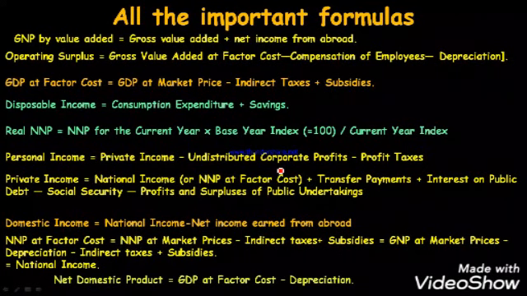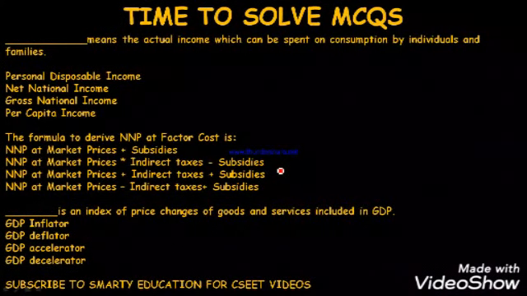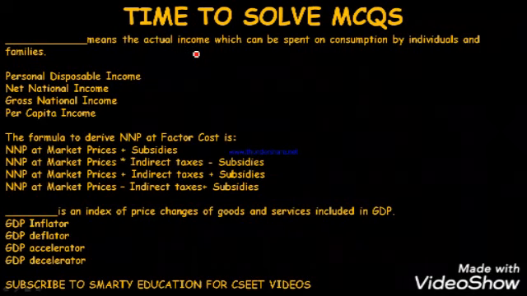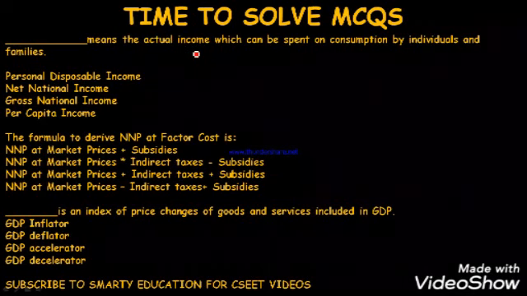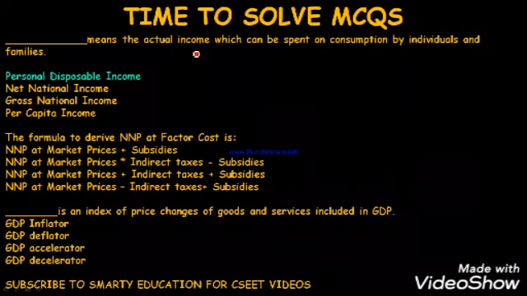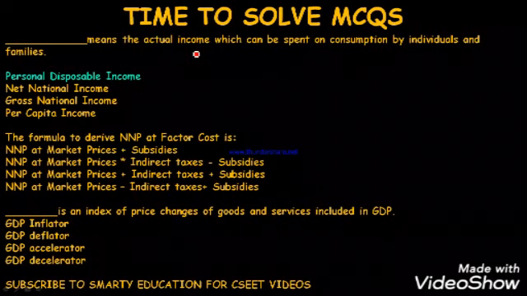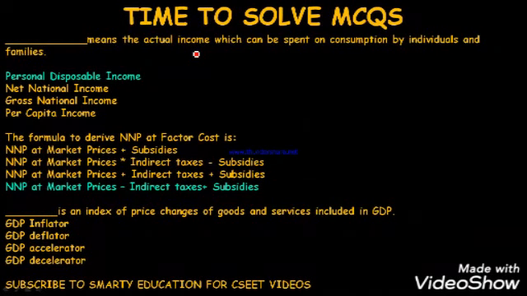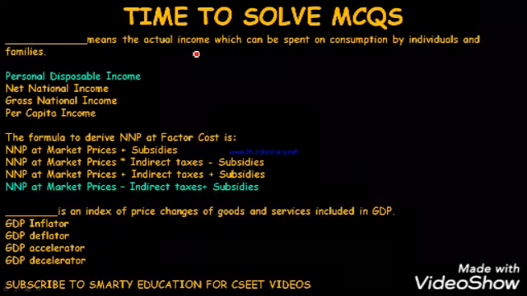Now let's move on. I assume that you have taken the screenshot. Now it's time to solve some MCQs. The first MCQ: the actual income which can be spent on consumption by an individual. I told you in this video, the answer is personal disposable income. The formula to derive NNP at factor cost. We have read this formula many times. Tell me the answer. Think of the answer. The answer is NNP at market price minus indirect taxes plus subsidies.